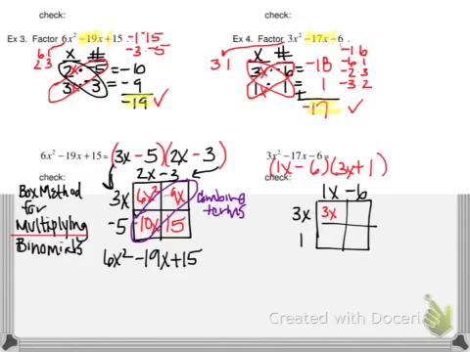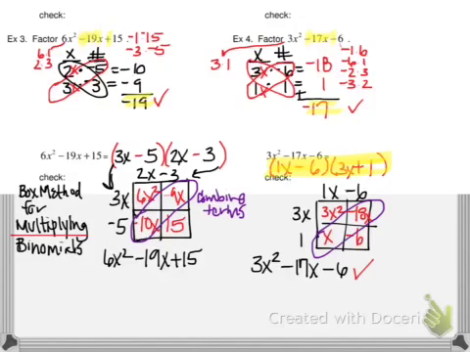So 3x times 1x is 3x squared. 3x times negative 6 is a negative 18x. 1 times 1x is x, and 1 times a negative 6 is a negative 6. When I combine my like terms in the middle and then put them in degree order, that's going to give me 3x squared minus 17x minus 6, which is what I was looking for, the trinomial that I was factoring originally. So I do have the correct terms and factors, which are 1x minus 6 and 3x plus 1.